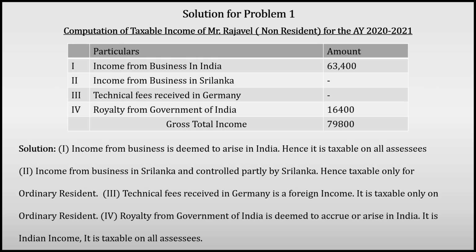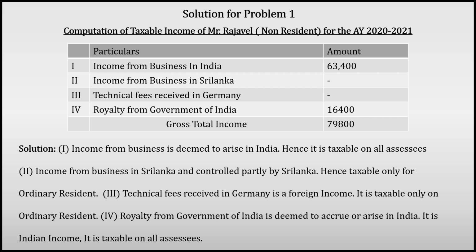So when you come to the solution, first you'll have to write the heading as computation of taxable income of Mr. Rajavel, and the sum specifically says non-resident for the assessment year 2020-21. So we are going to do the column only for a non-resident. So resident and ordinary resident is not going to be calculated in this sum. Okay, so the first point was income from business deemed to arise in India.